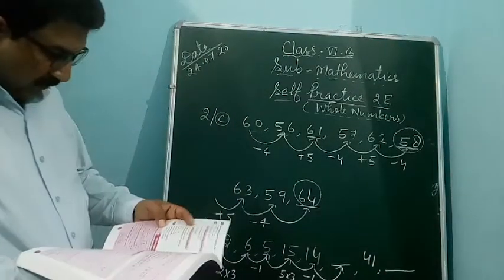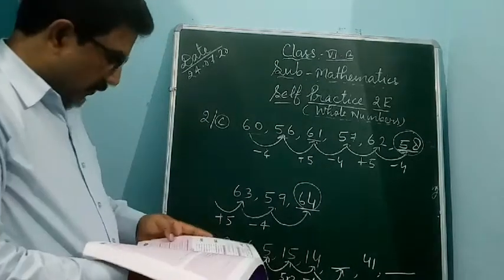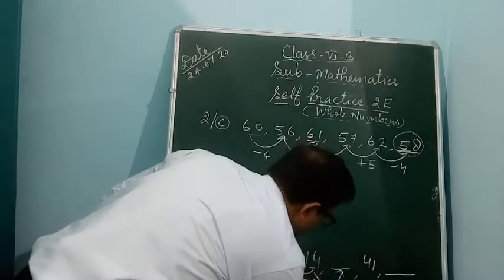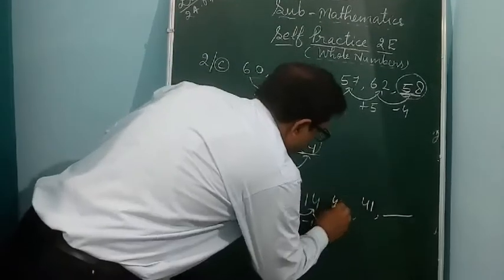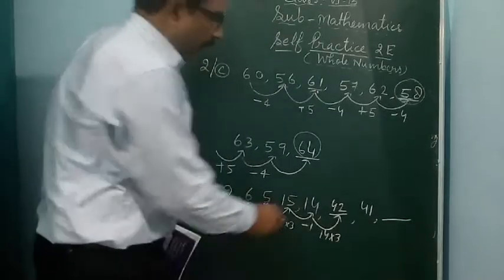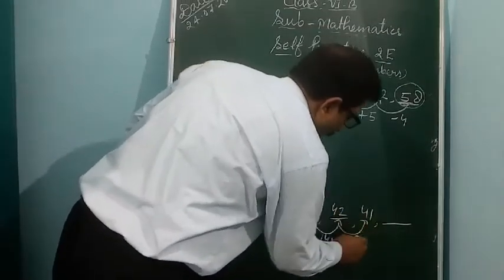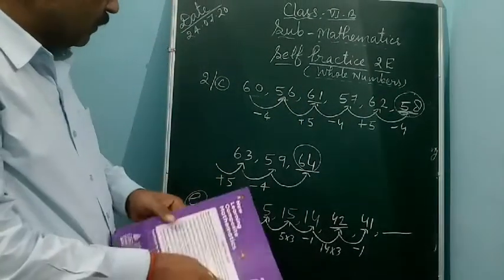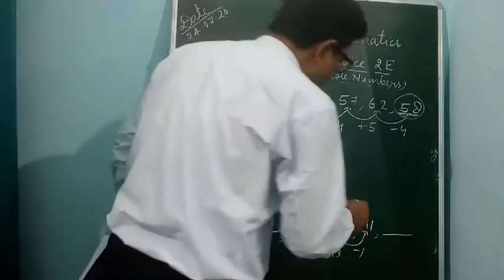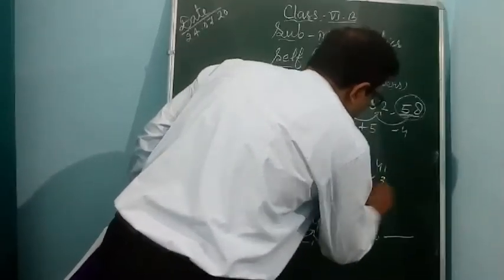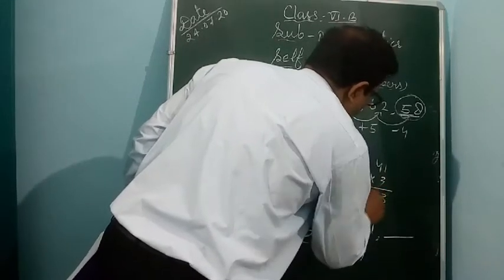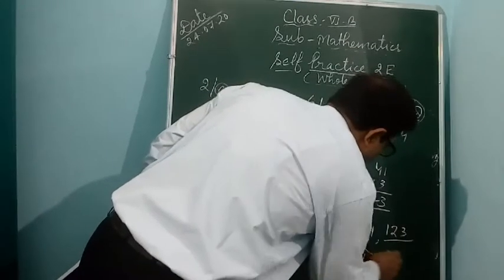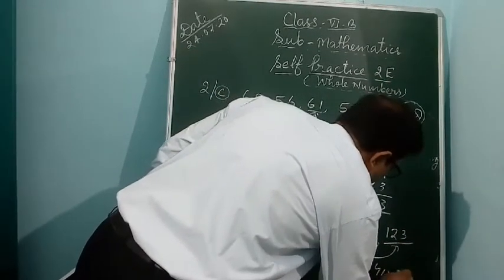In this way, the number after 14 is multiplied by 3. 14 multiplied by 3, it will come 42. Again 42 minus 1, minus 1, and again this number is 41 multiplied by 3. 3 ones are 3, 3 fours are 12, so it will come 123, means 41 multiplied by 3.